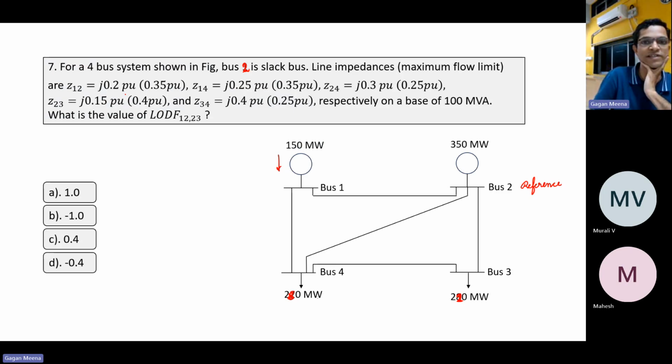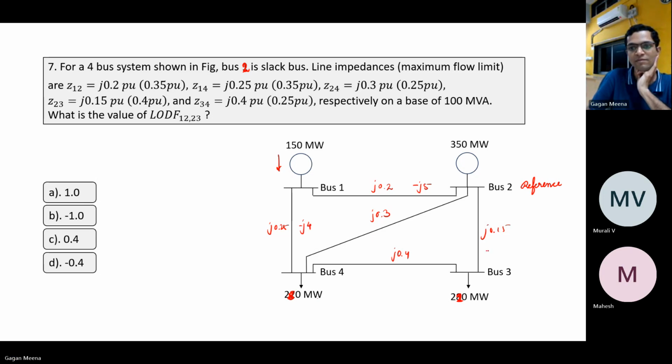All these things are given, we are given the impedances. Between 1 and 2, it is j0.2. 1 and 4, it is j0.25. 2 and 4, it is j0.3. 2 and 3, it is 0.15 and 0.4. We can say these are minus j5, minus j4, minus j3.33, minus j2.5, and this will be minus j6.6667.